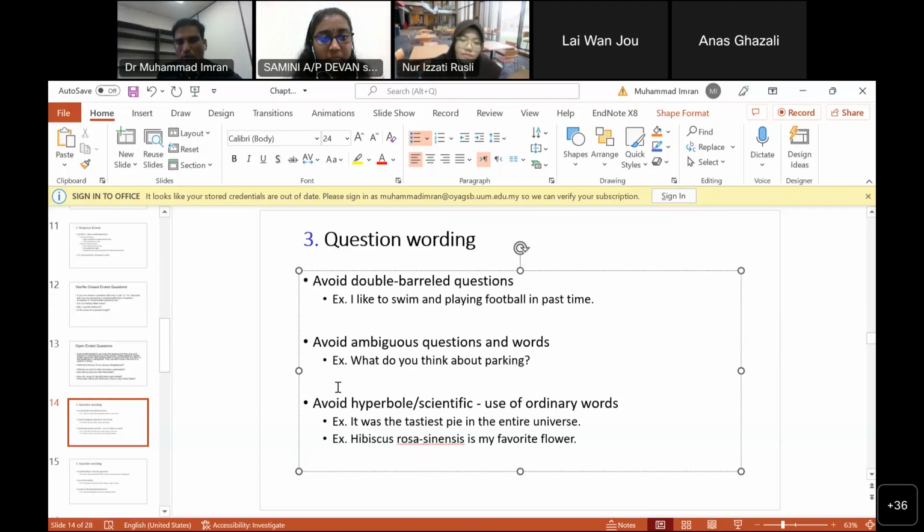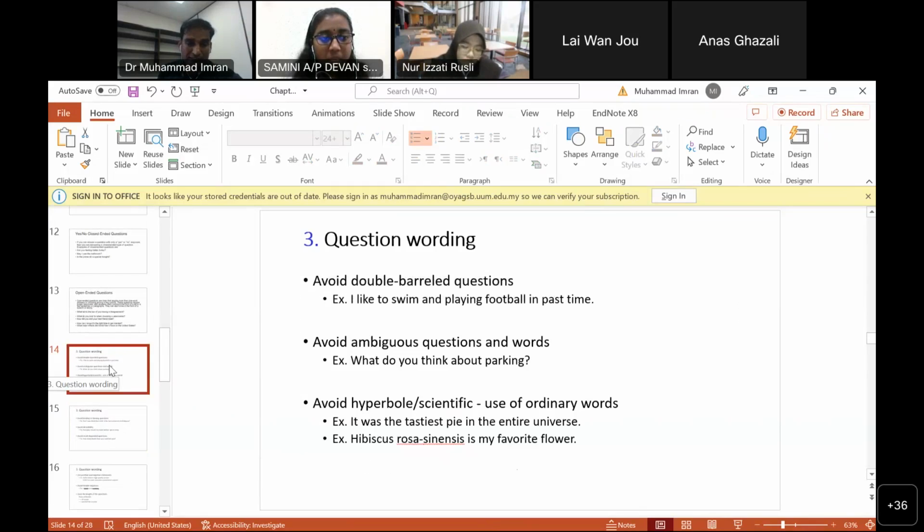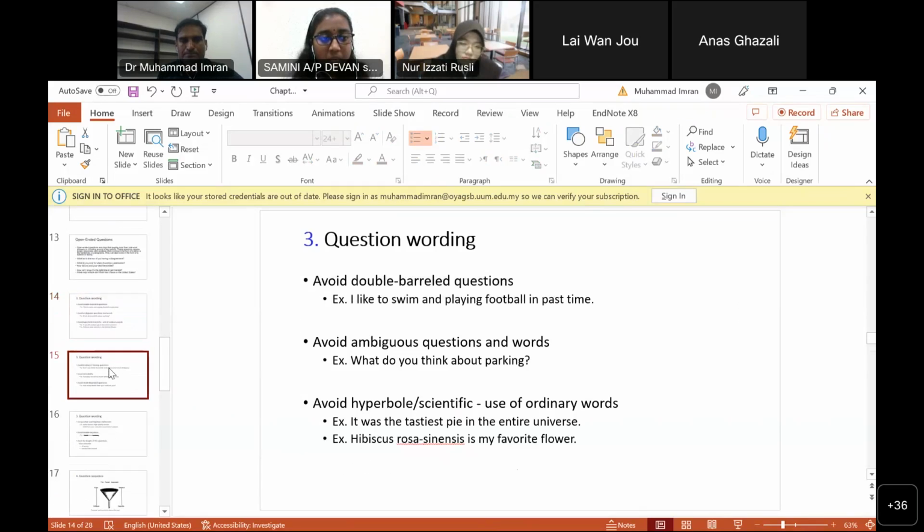Okay. Avoid hyperbolic or scientific use of ordinary words, such as "it was the tastiest toy in the entire universe" or "Hibiscus rosa-sinensis." Here you should use simple and meaningful words. The main thing, by the way, is this. Most students make this kind of mistake.